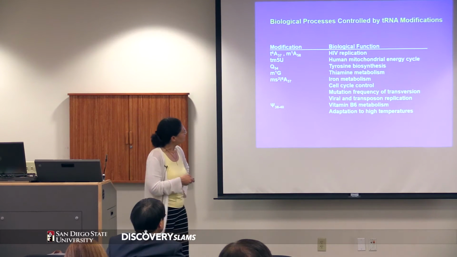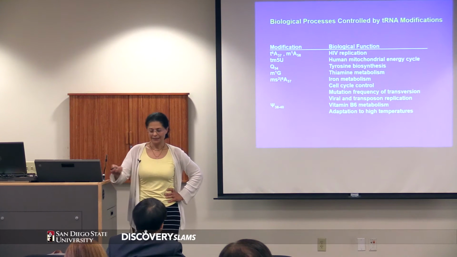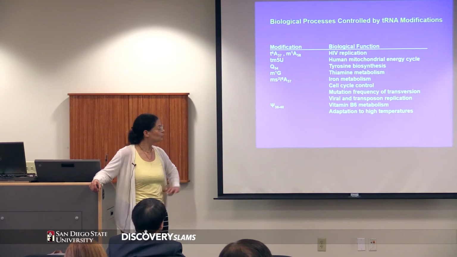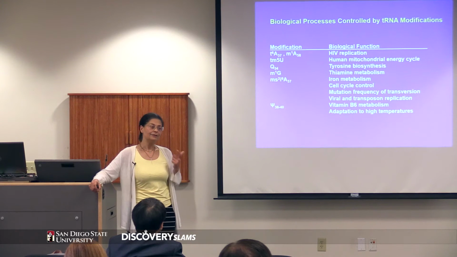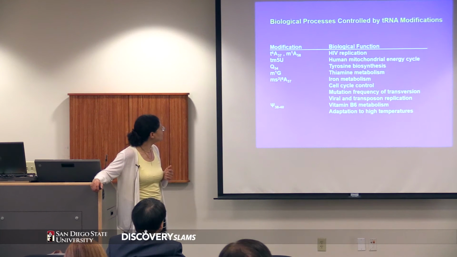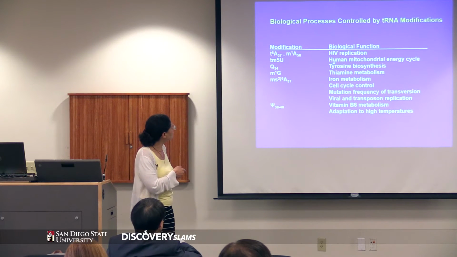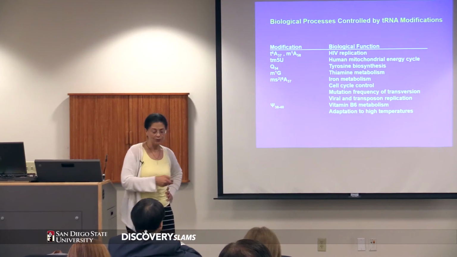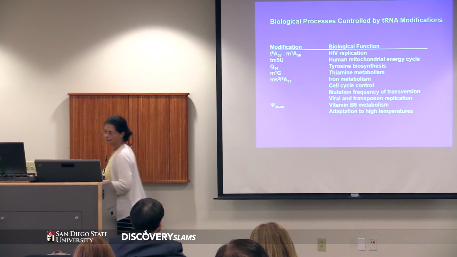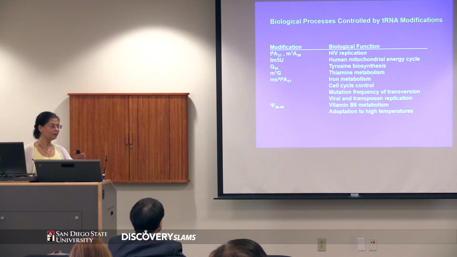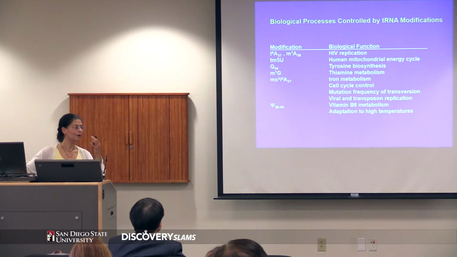And the most recent findings, in perhaps the past 7 years, have been the role of these modifications in the development of neurodegenerative disease. And you can see, oh, the human mitochondrial energy cycle. There's one modification, TM5U, that has been implicated in that function. And human mitochondria in the brain are necessary, and their malfunction has been the primary cause of neurodegenerative disease.